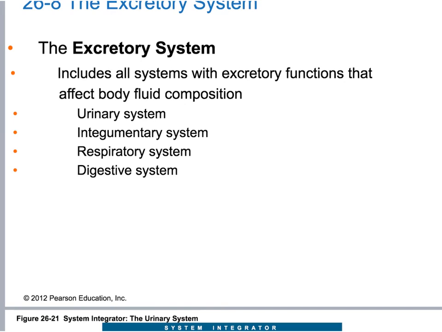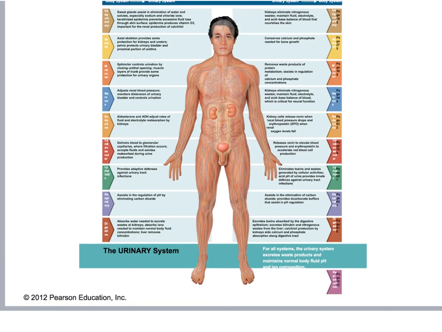Now let's talk about the excretory system. This includes all systems with excretory functions that affect body fluid composition. They include the urinary system, the integumentary system due to sweating, the respiratory system due to breathing, and the digestive system due to excretion. And this just shows you the interconnected workings and the interdependency of all the systems and how the urinary system affects all the other systems of the body.